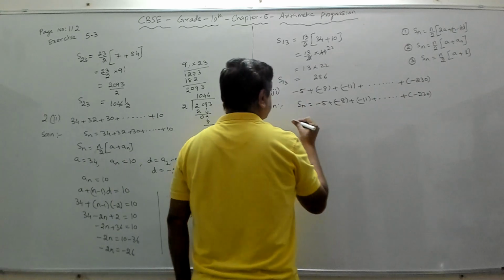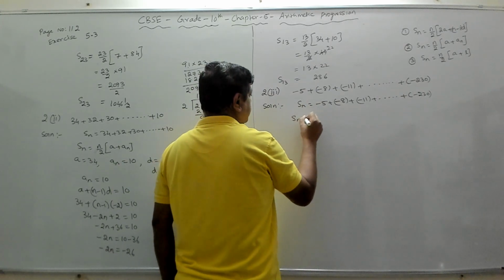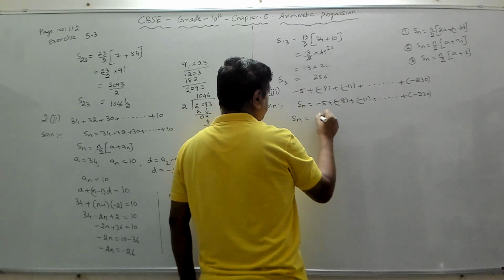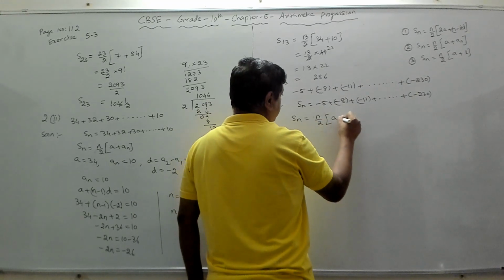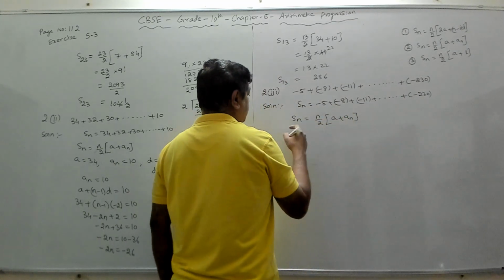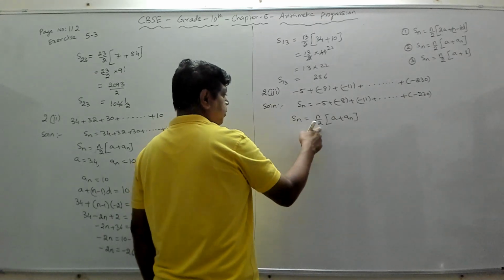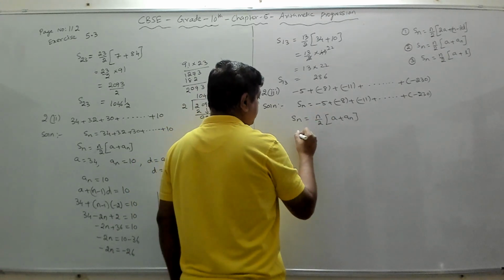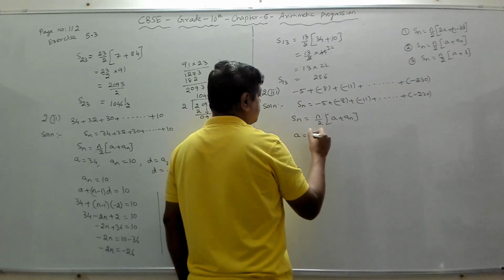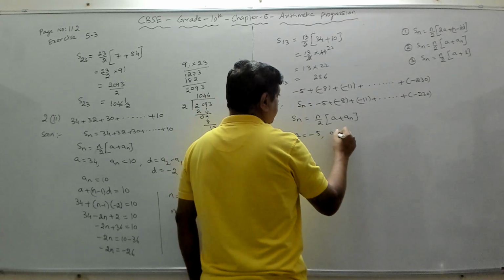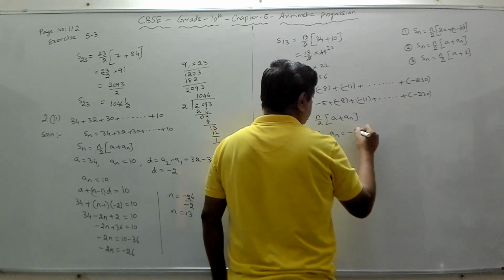So we'll write what a is. We'll use the formula Sn is n by 2 into a plus an. N we don't know, we have to find it. A is the first term, which is minus 5, and an is the last term, minus 230.